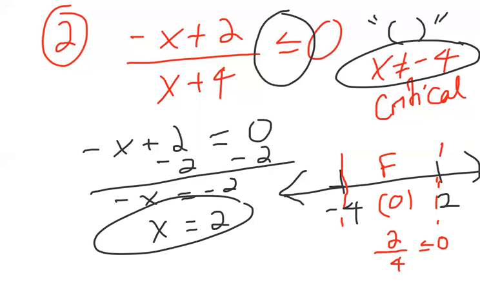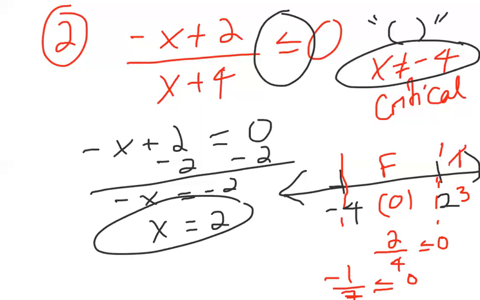Now, if you're not sure about the other regions, test them out, guys, like 3. If I plug in 3 into the numerator, I'm going to get -3 plus 2, which gives me -1. In the denominator, 3 plus 4, that's 7. Is -1/7 going to be less than or equal to 0?